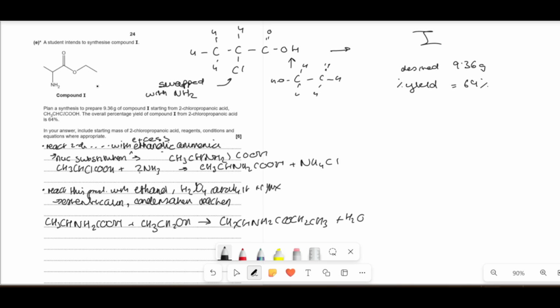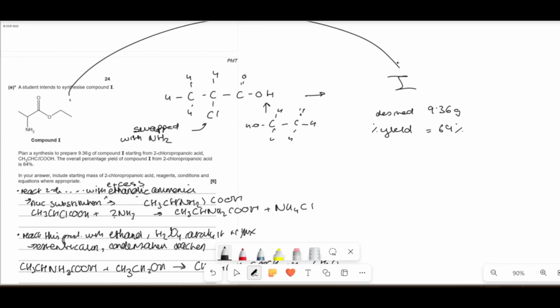Now, if we're going to do all this calculating, we need to think how they're going to react in molar ratios. So eventually, 1 mole of this is going to make 1 mole of this. And we can see from our equations that 1 mole of this is going to make 1 mole of this. So in our overall reaction from here to I, it is a 1-to-1 ratio, which is a good thing, because that means we can now work out all of the other bits and bobs. If we look at I, we want to make 9.36 grams. Therefore, the moles would be the same because they're 1-to-1. So the moles of I is going to be 9.36 divided by its MR. The MR of I is 117, and that gives you 0.08 moles.